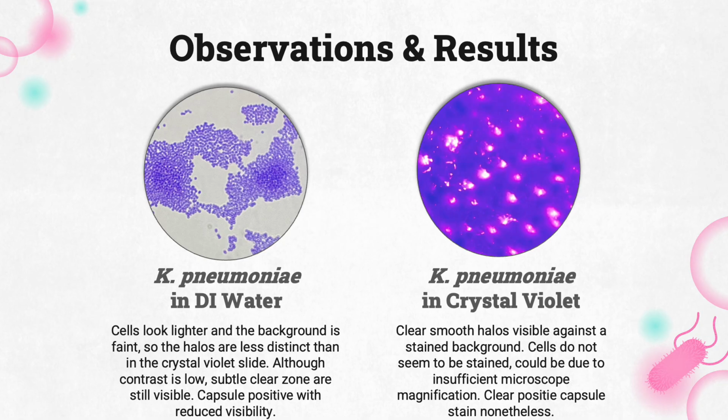As for the results and observations of our capsule staining, we can see that in K. pneumoniae in deionized water, these cells look lighter and the background is faint. So that means that the halos are less distinct than in the crystal violet slide. And although contrast is low, subtle clear zones are still visible. The capsule was also positive with the reduced visibility. As for K. pneumoniae in crystal violet, there were clear, smooth halos which were visible against the stained background. The cells do not seem to be stained, however, this could be due to insufficient microscope magnification, and there was a clear positive capsule stain nonetheless.